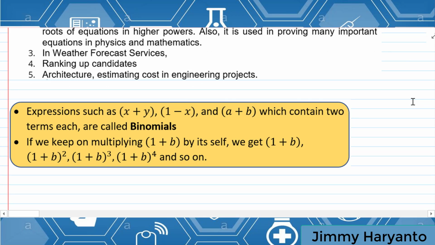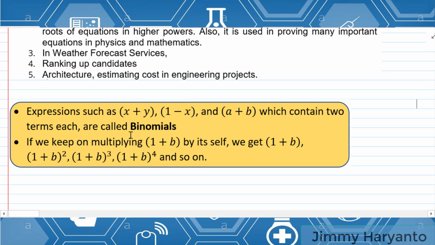Binomial is an expression such as x plus y. This is called a binomial. 1 minus x, this is called a binomial also. And a plus b, this is called a binomial also because it contains two terms each.